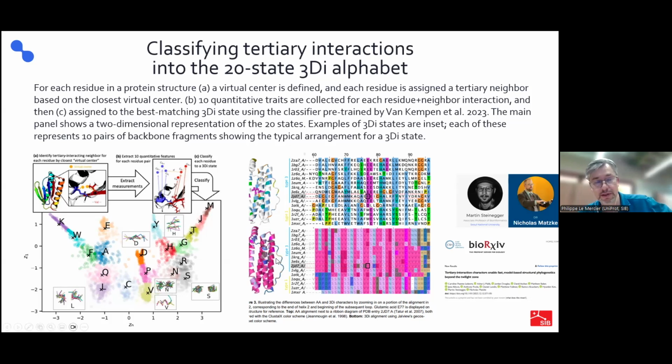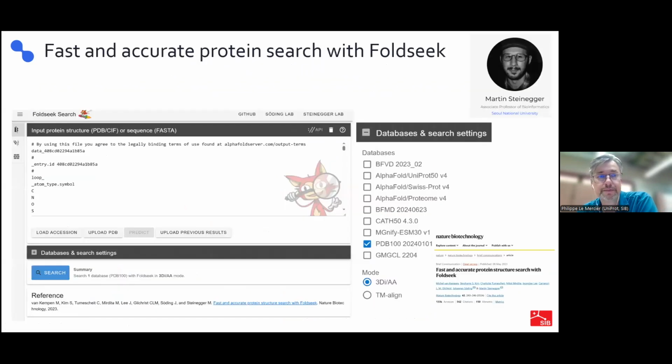By doing this, it would take years for the computer to compute. But using the alphabet, it's within seconds or one minute, you can do it. So it's really changing completely the way we can analyze structures. So it's called the 3Di alphabet, and it's used in FoldSeek in pretty much everything I show you later.